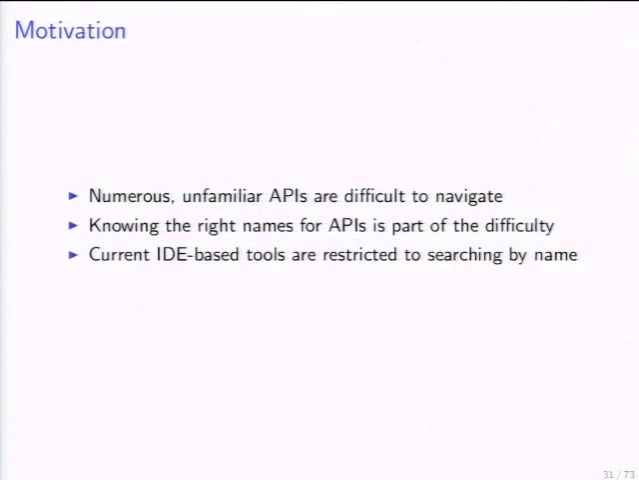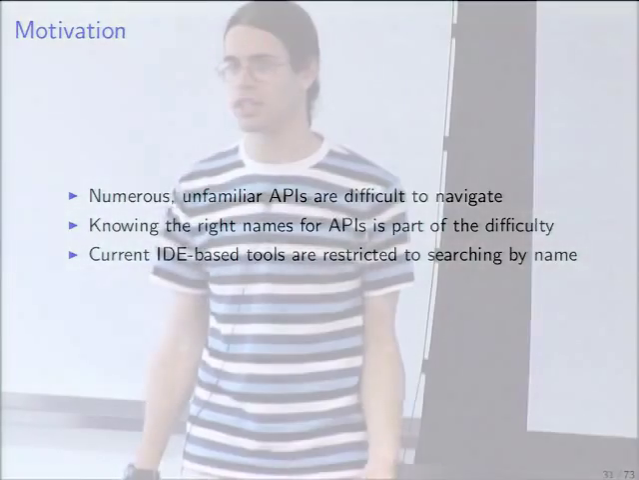So the problem here is that numerous unfamiliar APIs are difficult to navigate, and as we have more and larger libraries, it's more common that programmers will have to deal with APIs that they are not familiar with and be able to find what they want to do within them. And also, this programmer wanted to shrink their document, but the method they wanted to call was resize document. So knowing the right names for APIs is part of the difficulty. So simply searching by name, which is what the current tools are helpful for, isn't as useful.